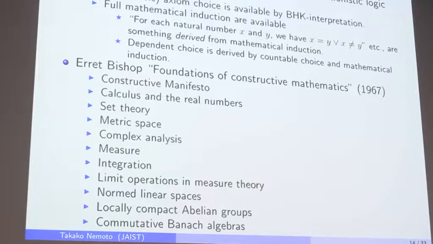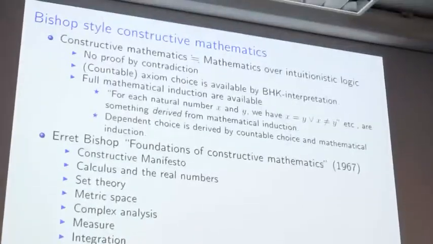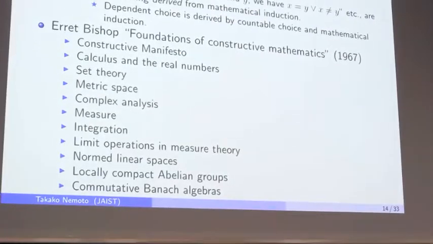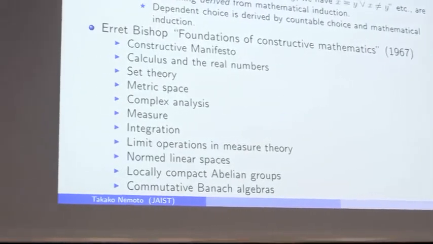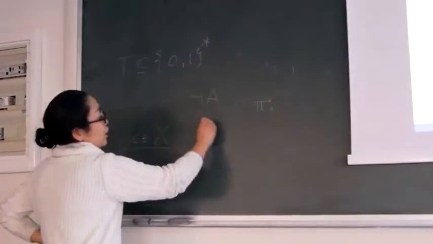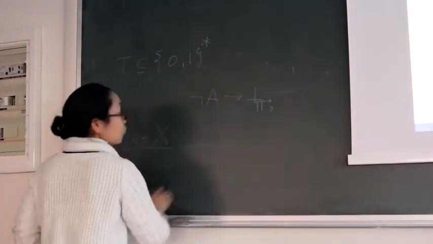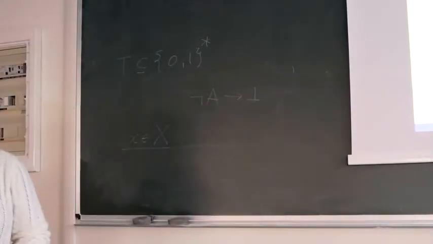I think the most famous mathematics over intuitionistic logic is Bishop's style constructive mathematics. And I think that depends heavily on the BHK interpretation. Maybe some of you know better than I. In intuitionistic logic, we cannot prove by contradiction, because even if we prove not A implies contradiction, we have no proof of A itself.